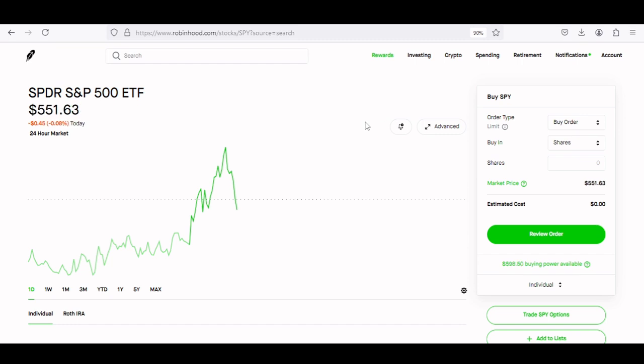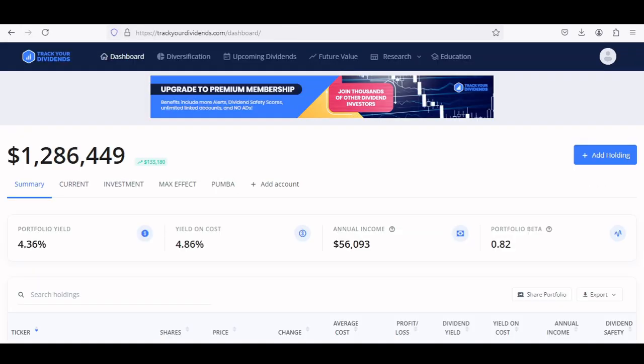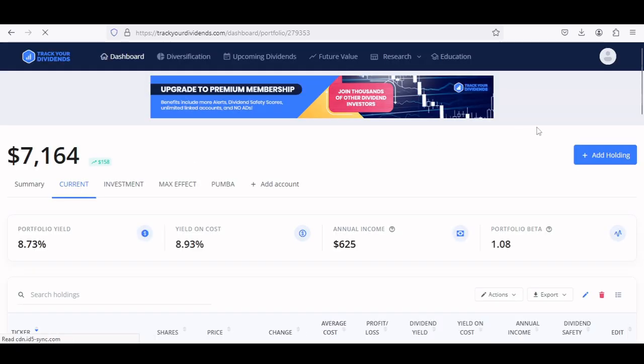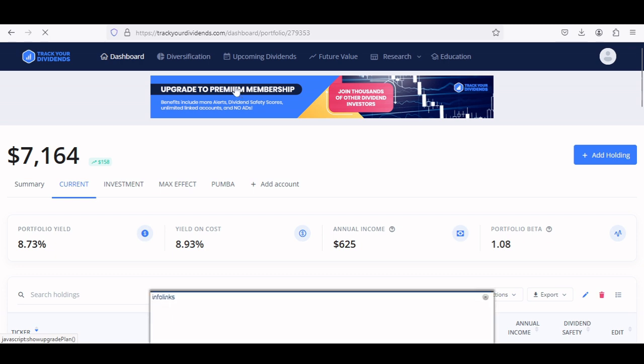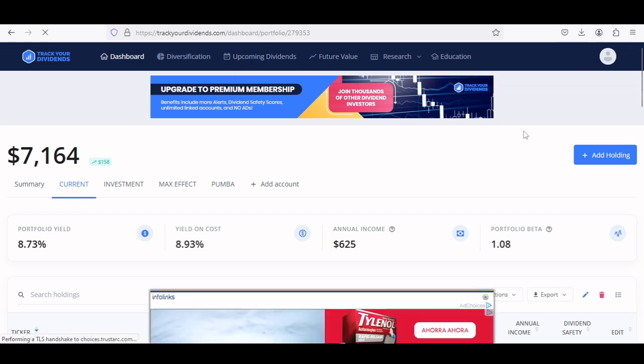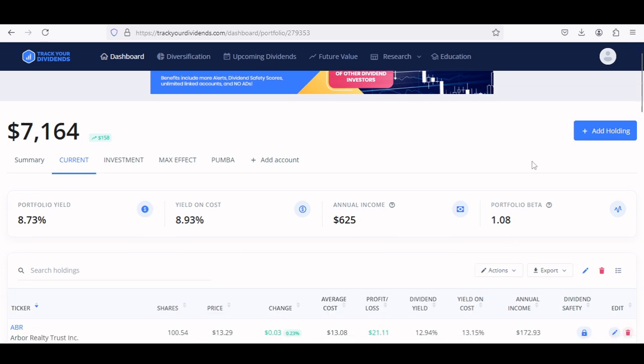So let's go ahead to a website that I use to track my dividends, and that's going to be trackyourdividends.com. So here is the overall portfolio, but we're going to go to the current portfolio for smaller accounts. So let's go ahead and go into current portfolio. Now, this is a free website, trackyourdividend.com, that I have no affiliation with. This is not sponsored. This just makes it way easier for me to keep an eye on my dividend account. So let's go ahead now, and we're going to scroll down.